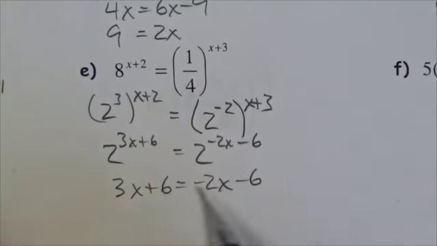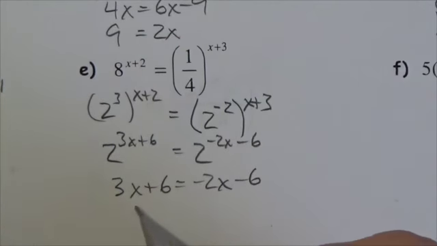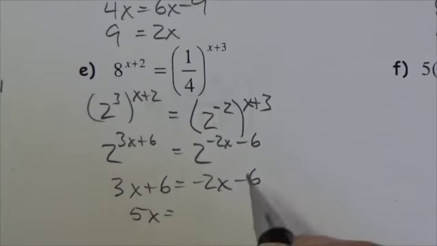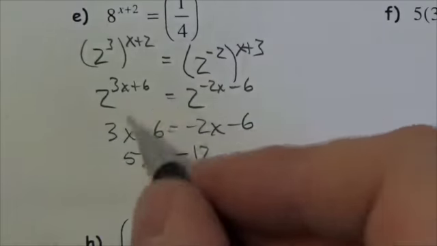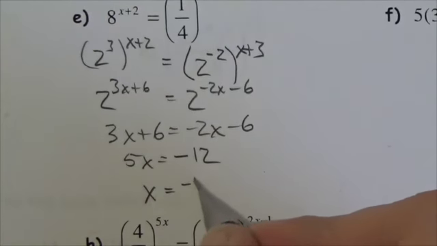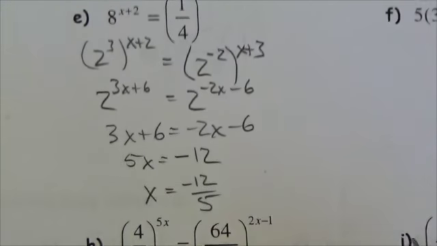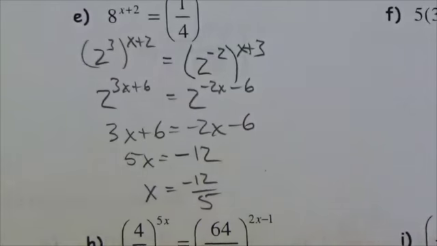Okay, now again, I'm going to bring everything over so that my x terms are positive. So I'm going to bring the 2x over. It'll become 5x. And I'll subtract 6 from both sides to get negative 12. And then I'll divide, and I'll get x is equal to negative 12/5. Kind of an ugly little fraction there, but hey, it's good.